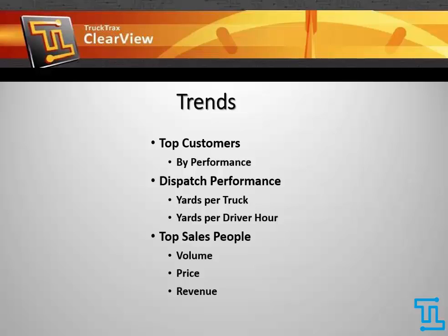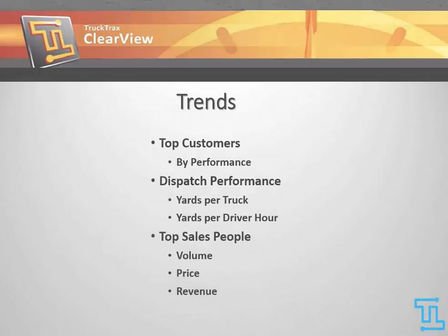You can list them by week or month for a date range. You can see how well your dispatch is doing by comparing yards per truck or yards per driver hour by plant. You can see who your best performing salespeople are by volume, by mix price, or by revenue generated. Best of all, the data from the trends can be exported to Excel to allow you to build ad hoc reports that give you a window into the overall performance of your company.